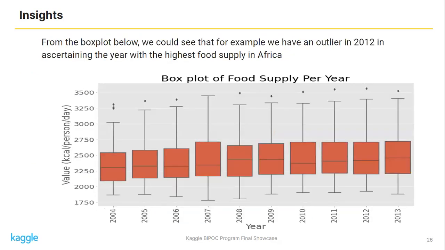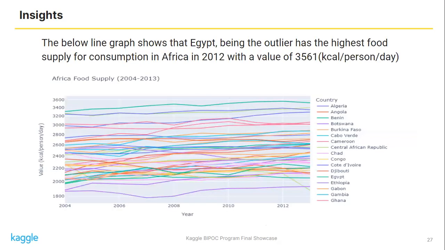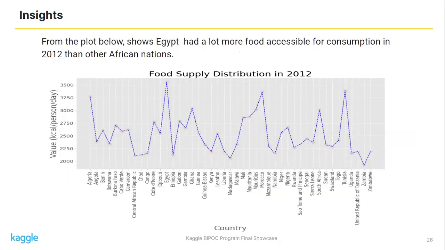From the box plot below, we could see that, for example, we have an outlier in 2012 in ascertaining the year with the highest food supply in Africa. The line graph shows that Egypt, being the outlier, has the highest food supply for consumption in Africa in 2012 with a value of 3,561.